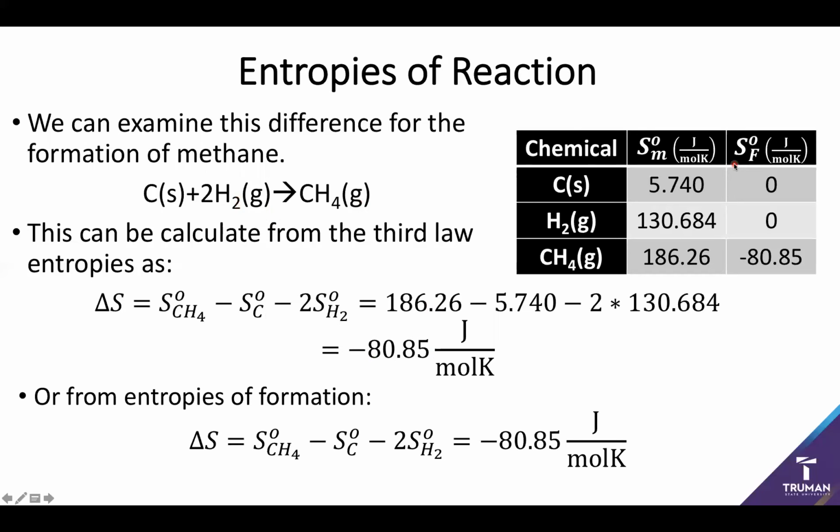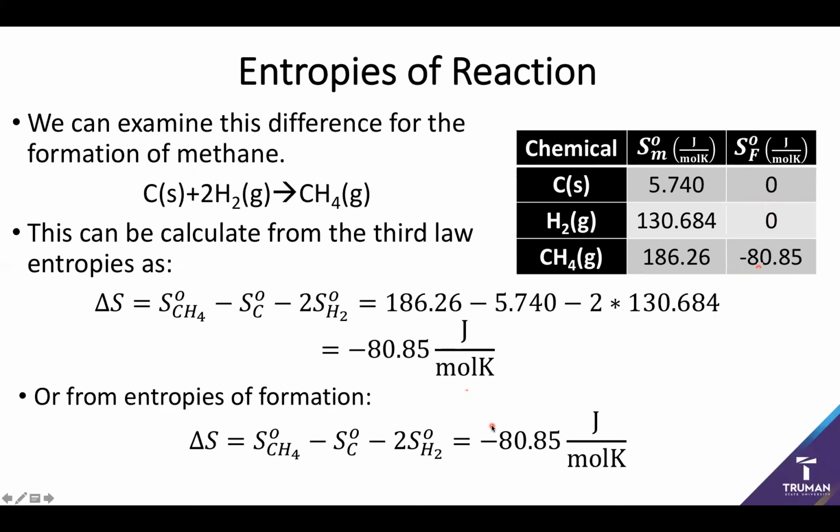Conversely, we can also calculate this from the entropies of formation. Because carbon in its solid state is its most stable elemental form, and the same thing with hydrogen, these have entropies of formation of 0, giving our entropy of formation of methane as negative 80.85. So again, these two methods do agree, and you can make use of either method.